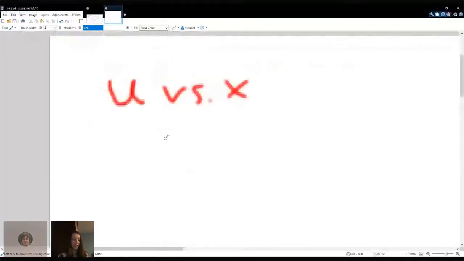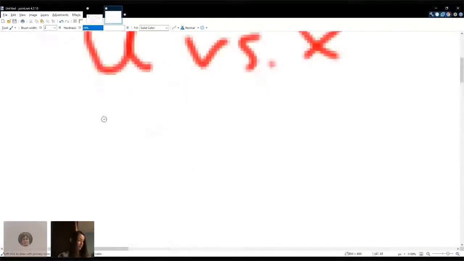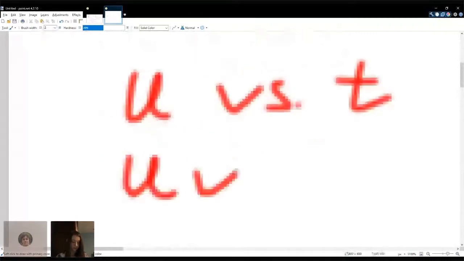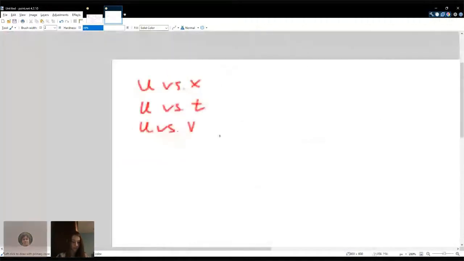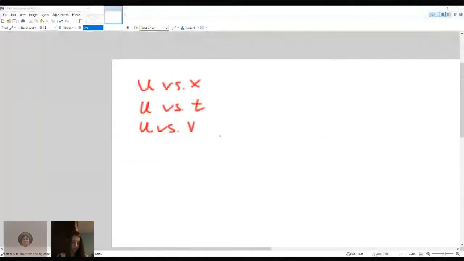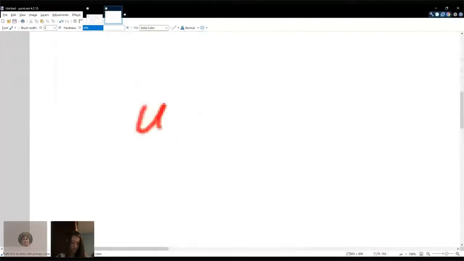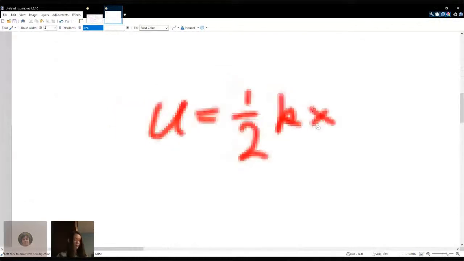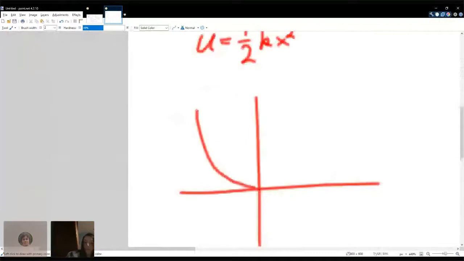Awesome. So we have U versus time, and then we'll say U versus velocity. So what we have is first U versus x. That's kind of the easiest one because that's on your formula sheet. So potential energy for a spring, 1/2 kx squared. That's just going to look like your basic parabola there.